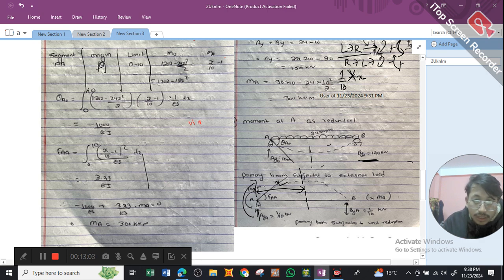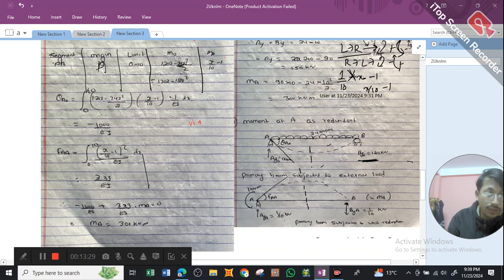So right now we are moving from left to right. So 1 by 10 into x, clockwise moment, is positive, while previously we took the value of 1 kilonewton meter in anti-clockwise direction, which is going to be negative. So 1 by 10 into x minus 1, which is x by 10 minus 1, is going to be our value for ma. So we have the value of m naught, we have our value of ma.